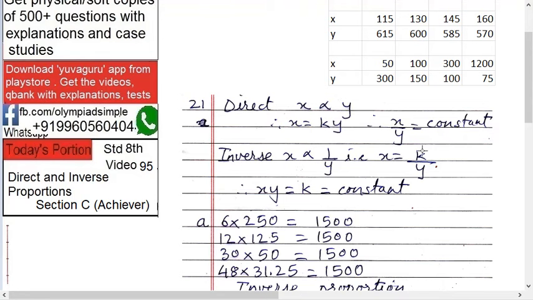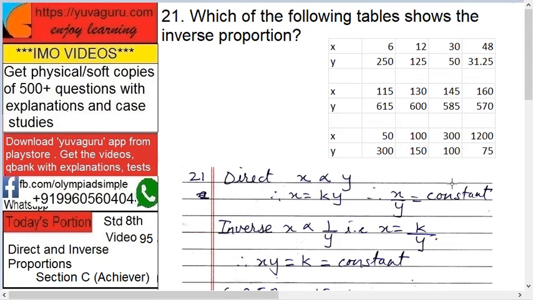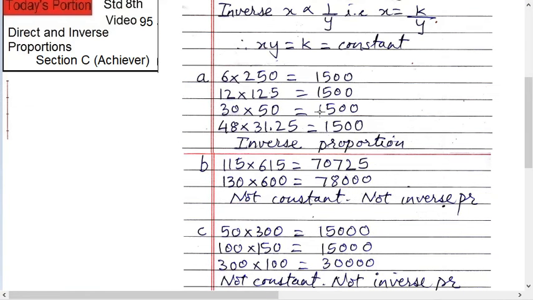So x equals k upon y, therefore xy equals k. Right? It means if you want inverse proportion, then x into y should be constant. So let's check each one. 250 into 6, 125 into 12, 30 into 5 and 48 into 31.25. All are 1500. So this is inverse proportion.